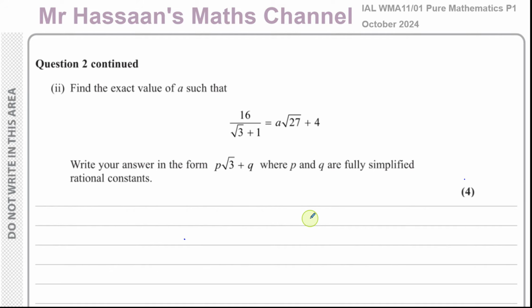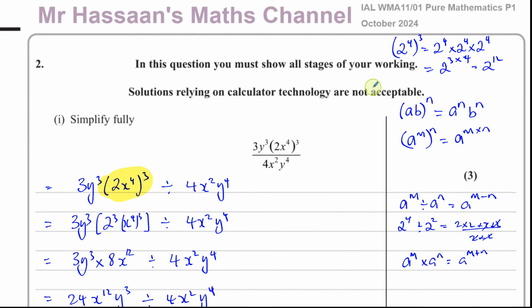Now, what we have to do here in this question, we can't use a calculator for this at all. There's an a there anyway, but even if we try to just do 16 over root 3 plus 1 divided by 27, minus 4 divided by root 27, we could put it in a calculator, we'll get the answer, but it won't be fulfilling the conditions of the question.